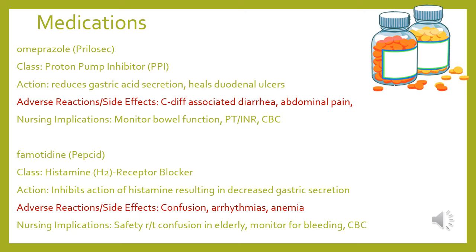The next medication is ranitidine or Zantac. This is a histamine H2 receptor blocker, and this acts by inhibiting the action of the histamine, which results in decreased gastric secretions. The more important side effects or adverse reactions, particularly in the elderly, are confusion, arrhythmia, and anemia. So this medication may not be the best for your elderly clients.